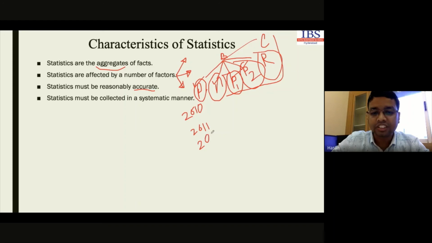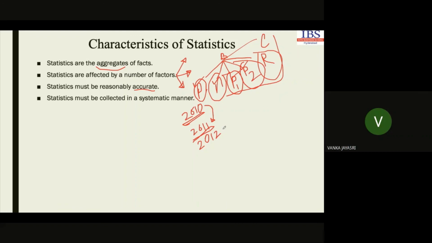From this, we can easily identify the scenario in 2010, then the scenario in 2011, and we can easily compare the scenario from 2010 to 2011, whether our business is growing, constant, or making losses. That's why whatever information is collected should be systematic in manner. Am I clear? Yes, sir. So this is the basic of statistics.